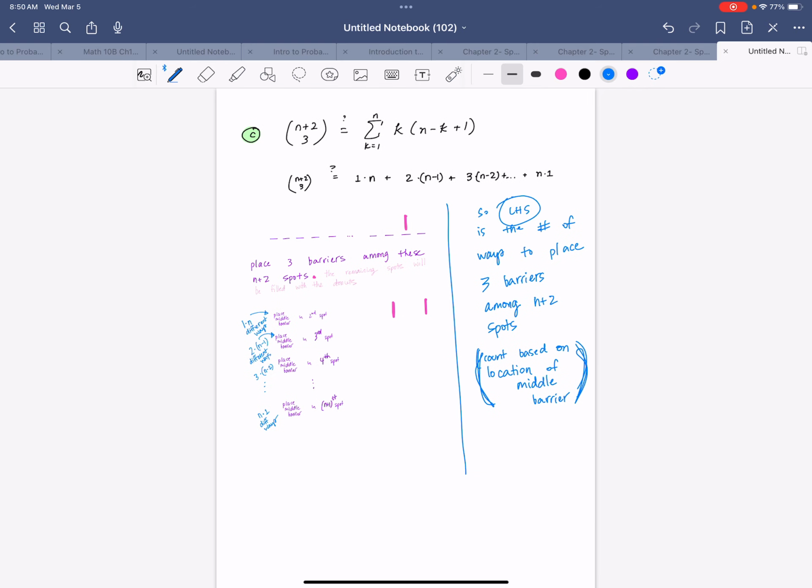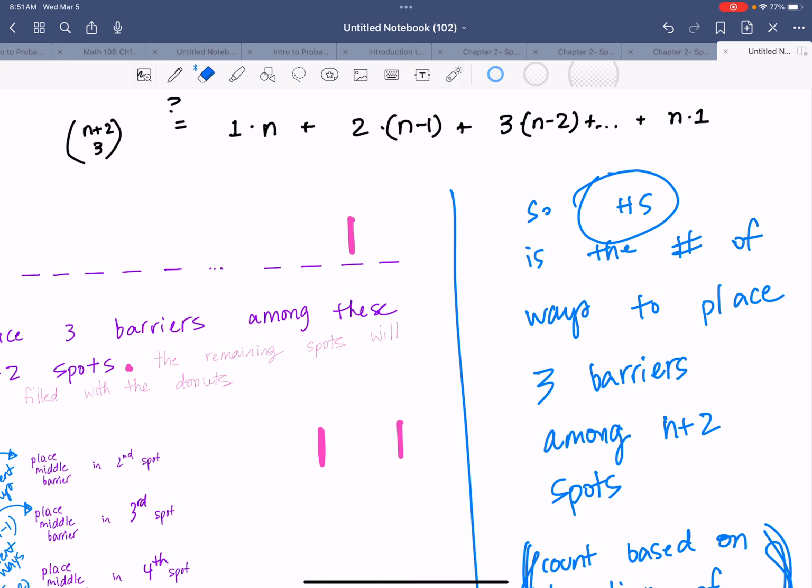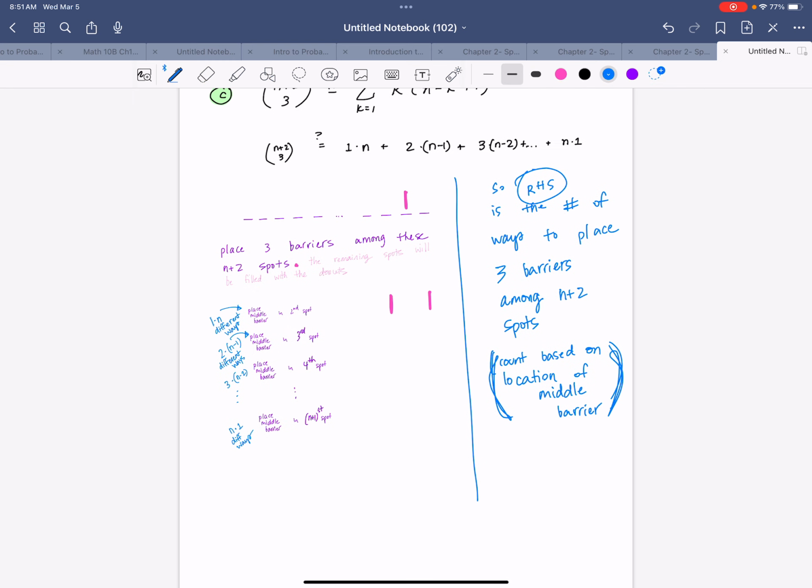The right-hand side is just saying, hey, where do we put 3? So I've got n plus 2 spots, and choose 3 of the n plus 2 spots to put your 3 barriers.